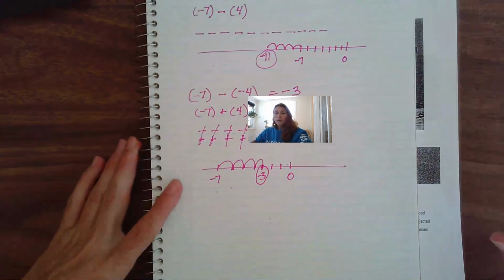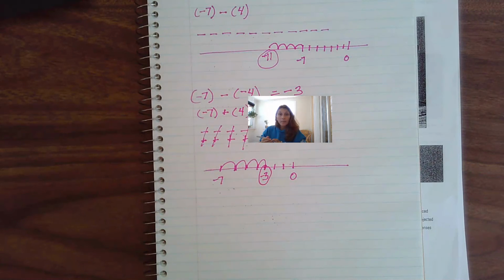Okay, guys? So there's some examples on how to add and subtract integers. Remembering, if you're adding a positive, just add, like normal. If you're adding a negative, just subtract. If you are subtracting a positive, subtract. And if you are subtracting a negative, you're gonna add. Okay? All right, guys.